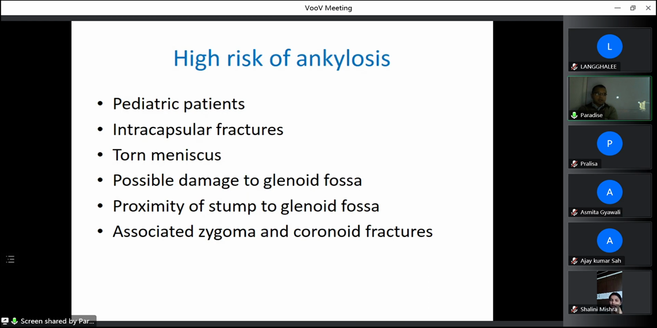The size of the cartilage cap should be 2 to 4 mm. If it is more than 4 mm, it will break. If it is less than 2 mm, the bone will not be formed. Endochondral bone formation will not take place.